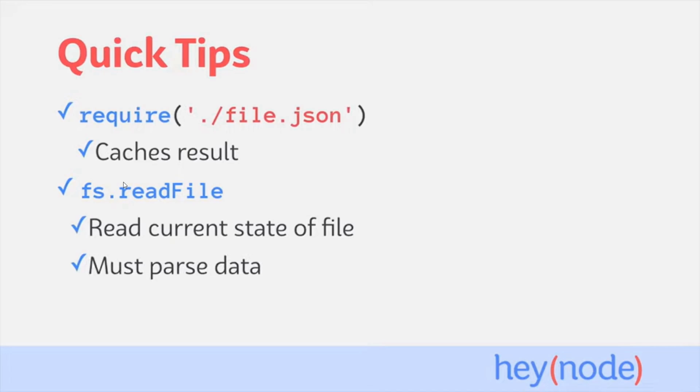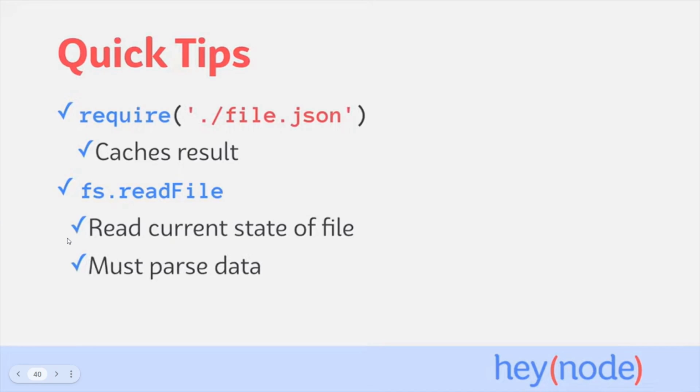This method is really useful when you are just loading configuration data which isn't actually going to change as your program runs. But it's also important to note that it's going to load the data synchronously, which will block your program. The next way to load a JSON file is using the fs.readFile function.